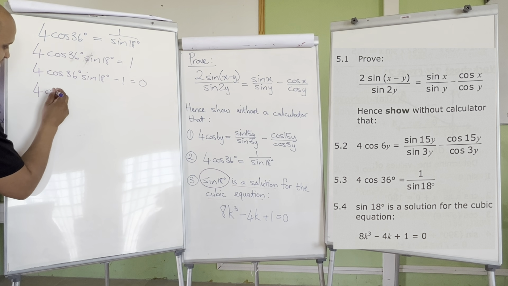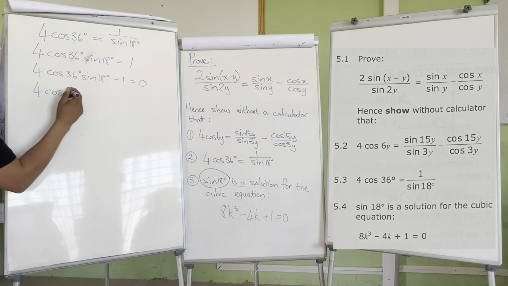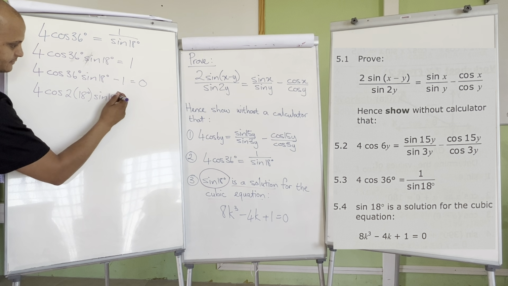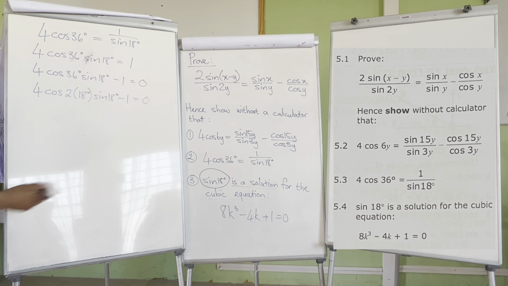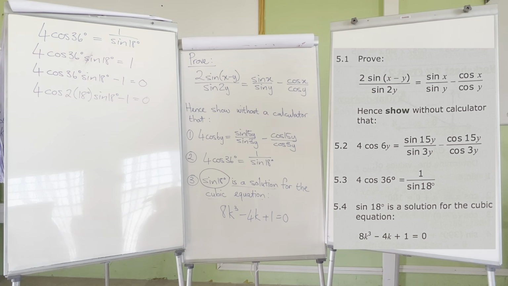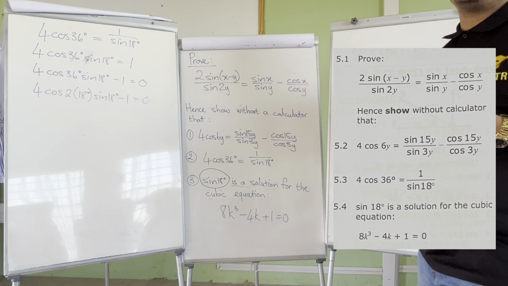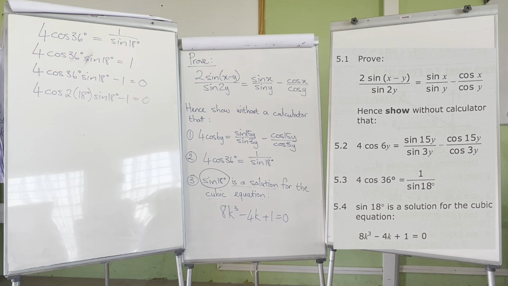So 4 times sine of 18. Okay, now what? Cos 2 theta is a double angle. So you have a double angle, right? Now my question is, you have 3 options for your double angle of cos 2a. Which one will suit you?